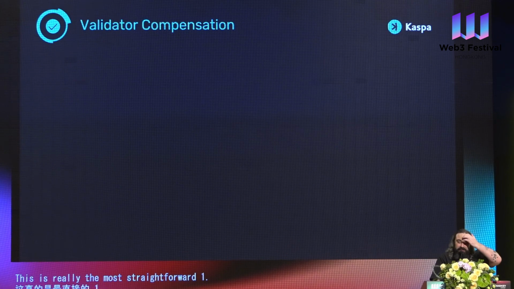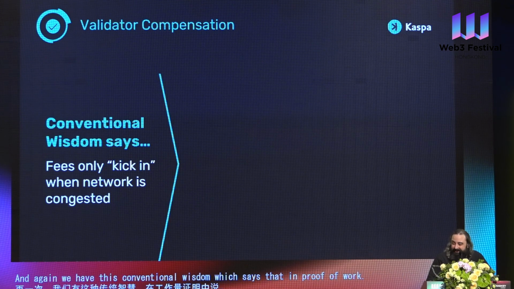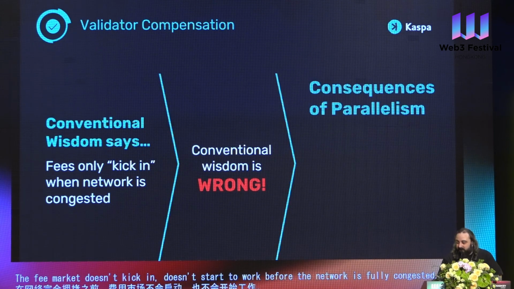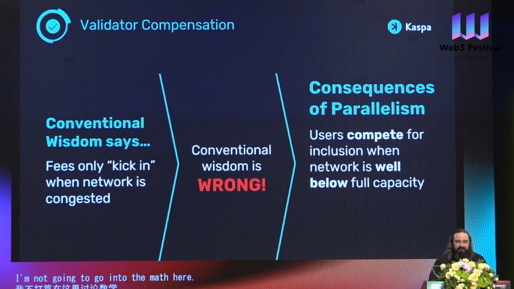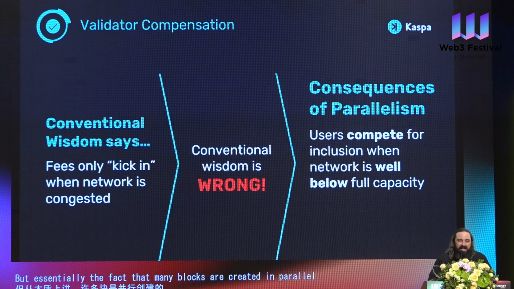Now, about validator compensation, or the so-called fee market problem, or the security budget problem. And again, we have this conventional wisdom which says that in proof of work, the fee market doesn't kick in, doesn't start to work before the network is fully congested. And again, the conventional wisdom is wrong. And this is a consequence of parallelism. Now, I'm not going to go into the math here, but essentially the fact that many blocks are created in parallel means that the fee market becomes active way, way before the network is at full capacity.